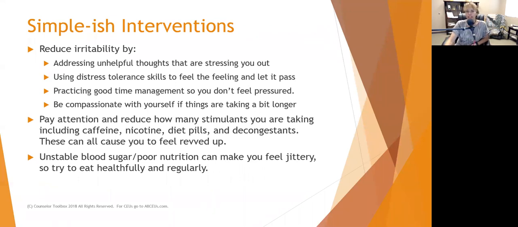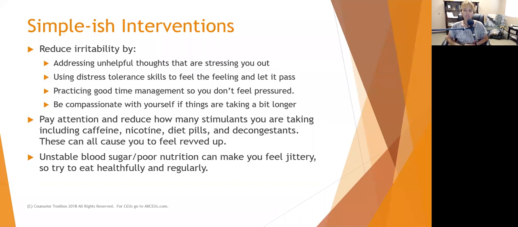Reduce irritability by addressing unhelpful thoughts that are stressing you out. I also give them the handout for the challenging questions. Use distress tolerance skills to feel the feeling and let it pass. Just acknowledge that it exists and let it go. Practice good time management so you don't feel pressured. And be compassionate with yourself if things are taking a bit longer.